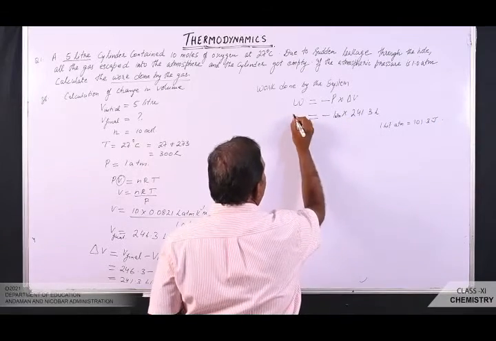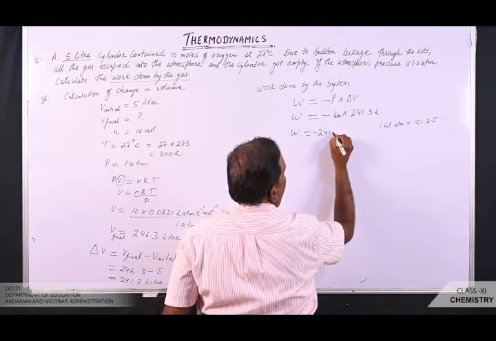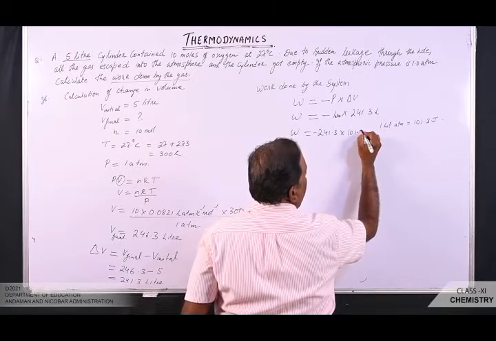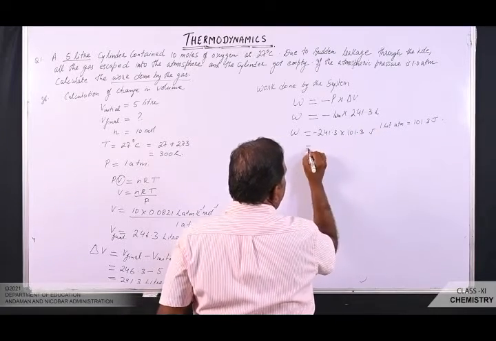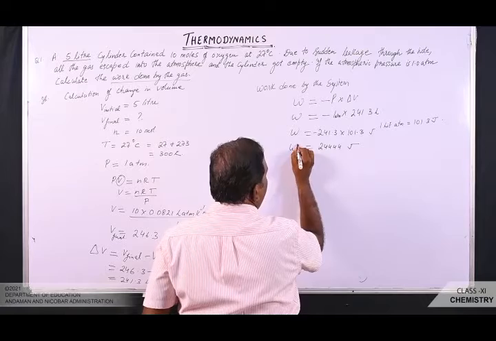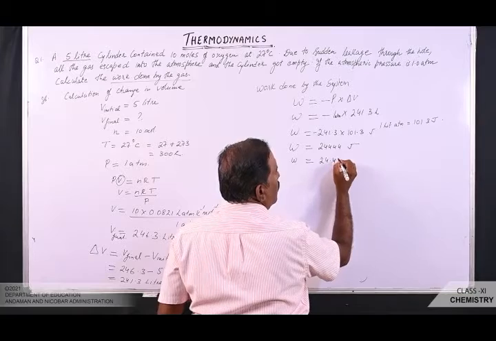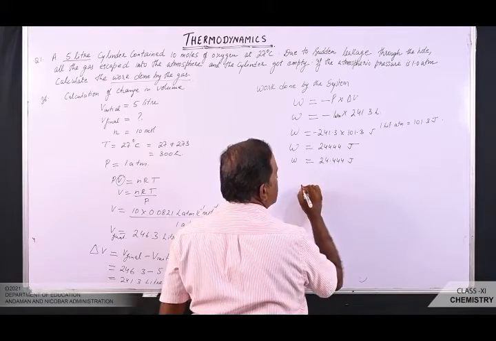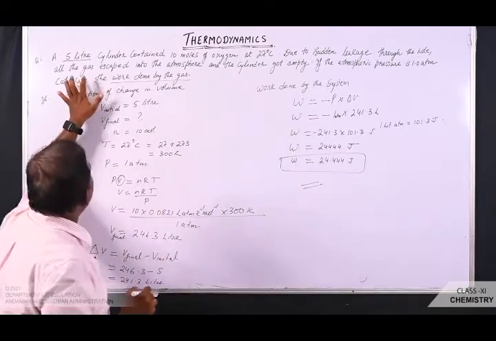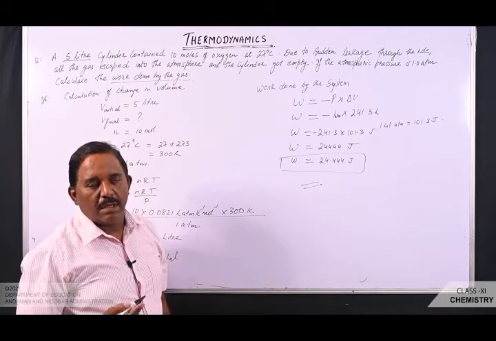So I will convert it into joule. So when I convert, this is minus 241.3 into 101.3 joule. So it comes to be 24444 joule. So work done in joule, so in kilojoule it will be 24.444 kilojoule. Okay students, so this is the required work done by the system, the work done by the oxygen gas. Now we will see a video for enthalpy and the rest of the topics.